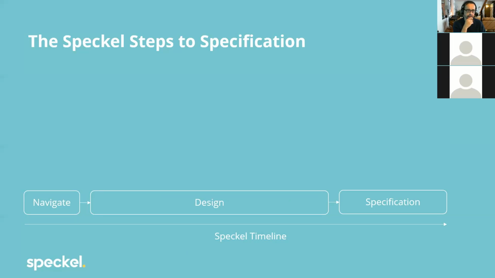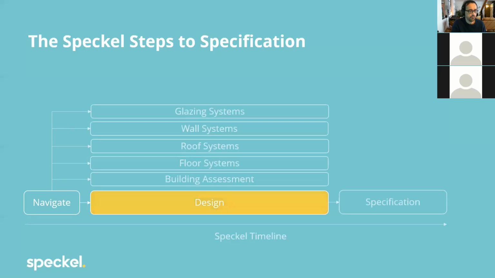So I'm opting to use those terms: navigate, design, and specification again, because they're the core, I guess central points in which we've developed out the applications. So in terms of the navigate stuff, we've kind of covered that. Yes, you can navigate the National Construction Code against various applications.